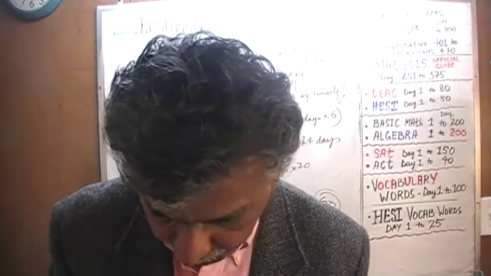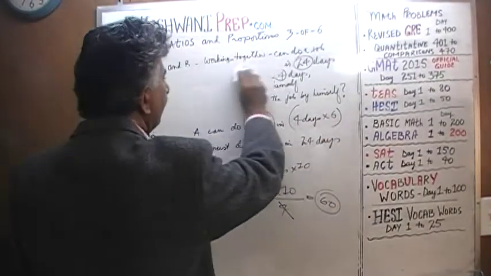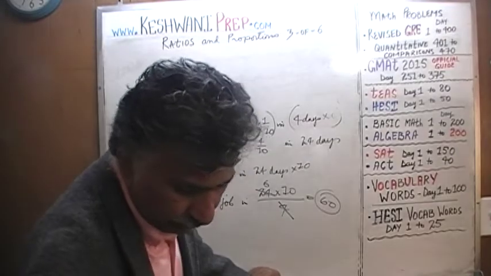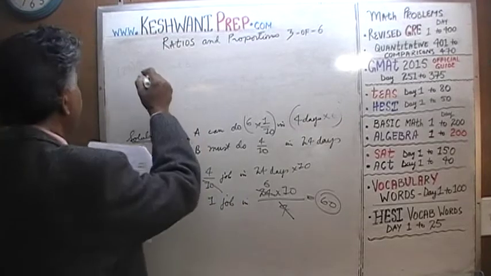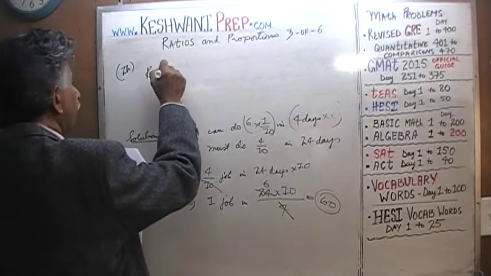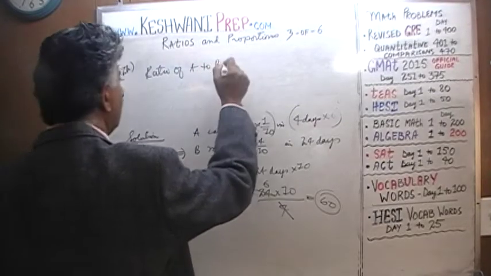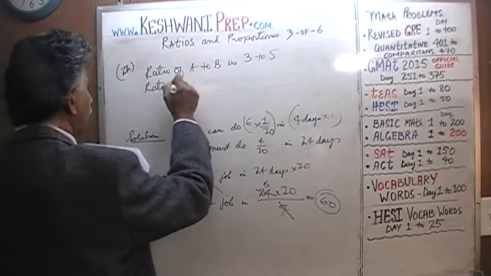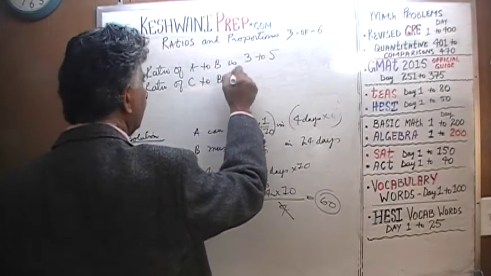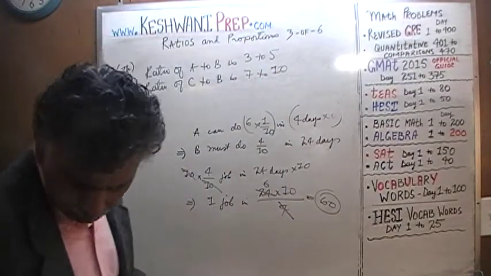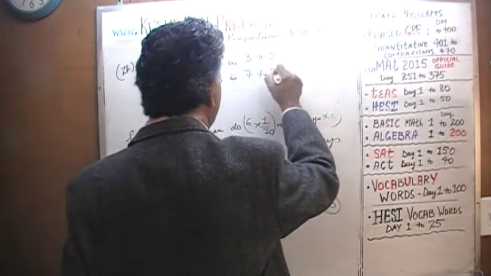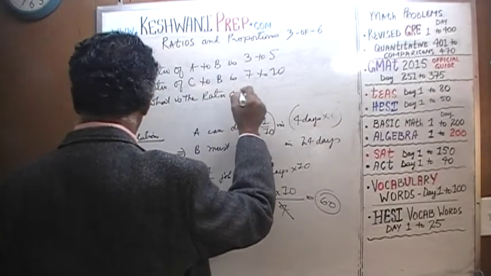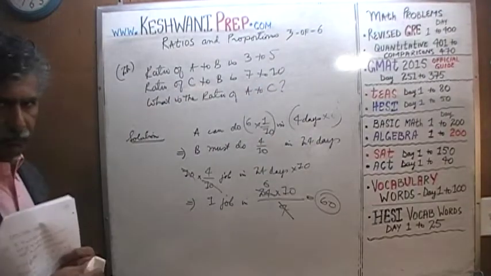Let's do number 22, shall we? Again, as soon as I set it up, pause the video and do it yourself without my having to remind you every time, because I don't remember every time to remind you. Do you understand? Here's the next one, number 22. The ratio of A to B, we are told, is 3 to 5. We are also told that the ratio of C to B is 7 to 10. The question is, what is the ratio of A to C? Let's find out, shall we?